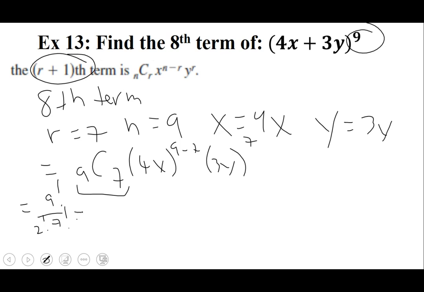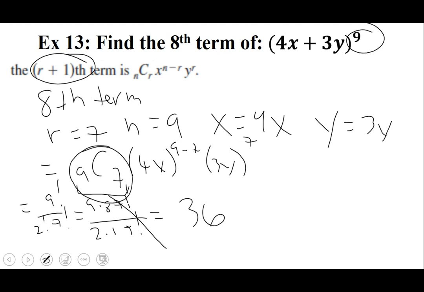If you think about what would reduce here, if you were to write out 9 factorial, you could take out a 7 factorial, and you would just be left with 9 times 8. And then on the bottom, you would have 2 times 1. And again, that's 7 factorial. So those 7 factorials would cancel. You would get 72 divided by 2, which would be 36. So 36 is equal to 9C7.